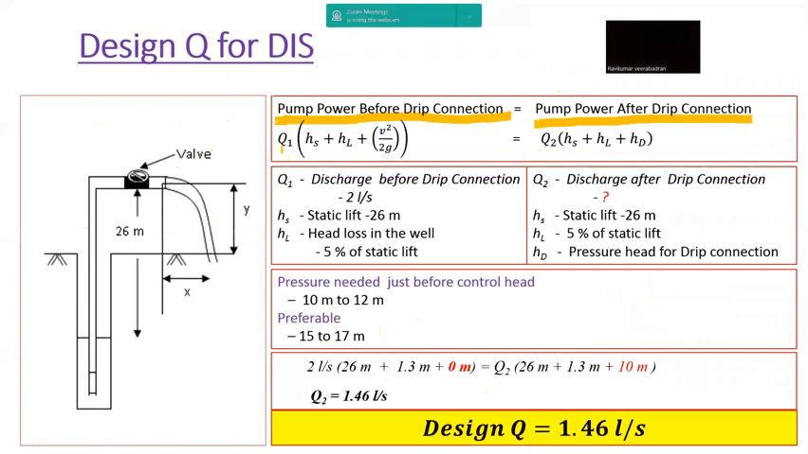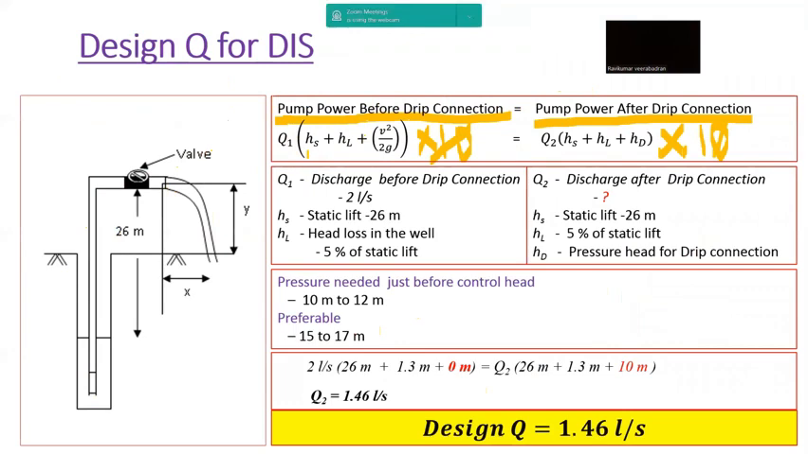We have already seen in our earlier video that the pump power is Q into H into 10, and on this side also Q into H into 10, and this 10 gets cancelled. Q1 is the discharge rate before drip connection, and all these terms put together are the total head that is developed before drip connection.